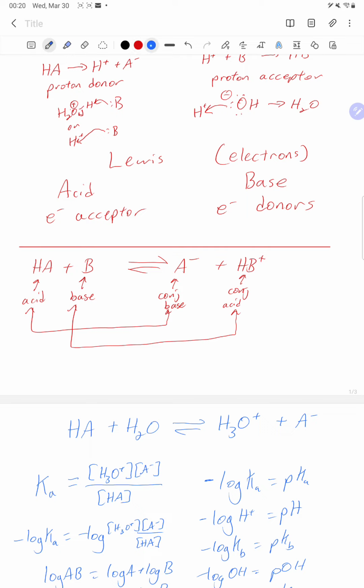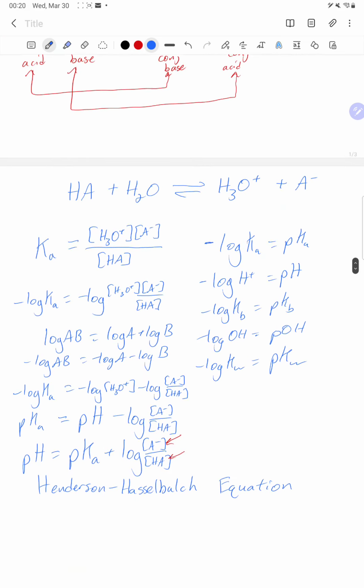You can see from the other perspective that even though this is what wanted to donate a proton, the HA was donating a proton, on the reverse side, it's HB that's donating the proton. So our acids have flipped. One has the A on one side, one has the B on the other. An acid becomes its conjugate base, a base becomes its conjugate acid.